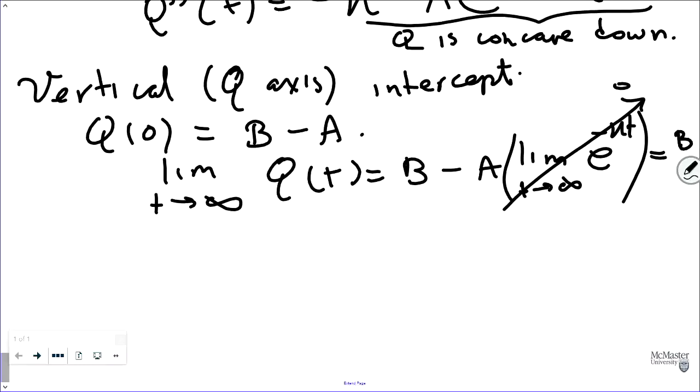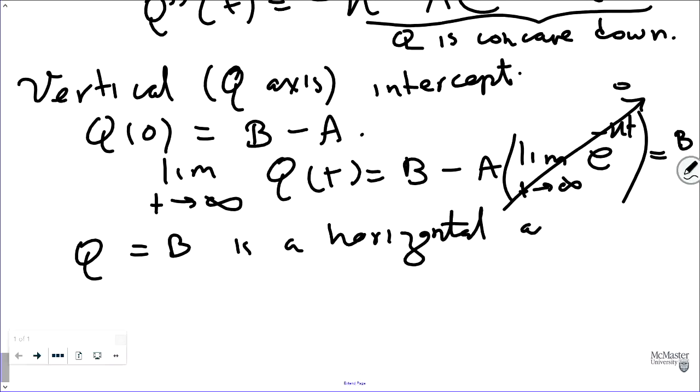Okay? So this is just to say that q equal to b is a horizontal asymptote. Meaning that when we approach infinite time, essentially we have a constant value for the function, which is b in this case. So now we have plenty of information to draw the plot.